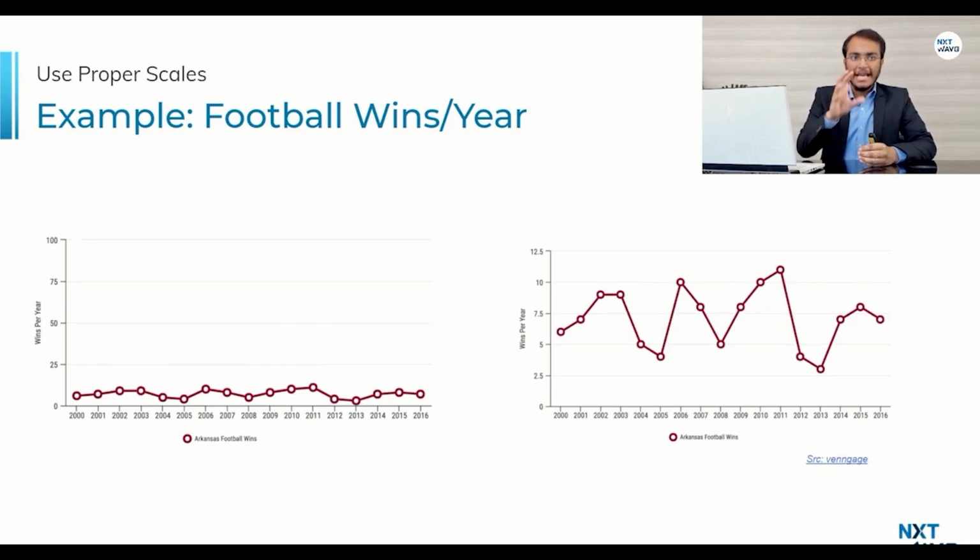Now if the scales are adjusted properly, on the right side you can see that the number of matches they are winning varies quite a lot. In 2004 and 5 they won fewer matches. In 2010 and 11 it almost doubled compared to 2004 and 5. All of this information in the data is not captured properly when they are not using the proper scales, which is on the left side, right? So using proper scales is very important in order to create good visualizations.